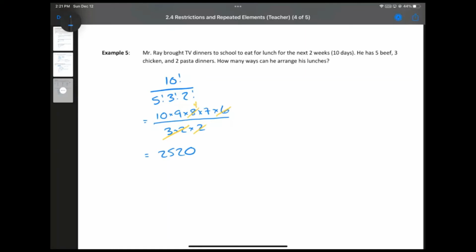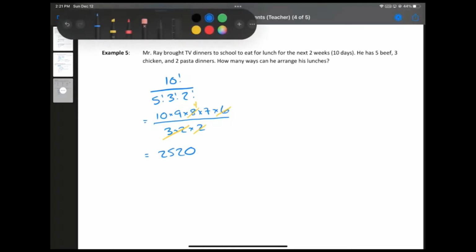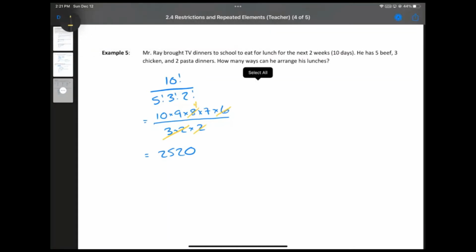And of course, by all means, you're welcome to use a calculator. In fact, I would like you to use a calculator right now. Humor me, if you will. I'd like you to punch this into your calculator and let me know what your answer is. So I'm going to let you do that. I'm going to pause for a second. Let me know your answer.